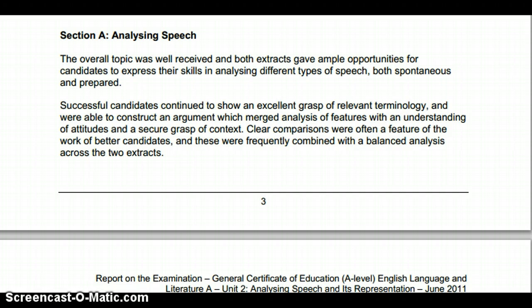They were able to construct an argument which merged analysis of features with an understanding of attitudes and a secure grasp of context. Construct an argument shows that you should have a flow between your paragraphs and also between your points. So you're making fluent comparisons between A and B in terms of their attitudes around the topic and their opinions on the topic being discussed. Clear comparisons were often a feature of the work of better candidates, and these were frequently combined with a balanced analysis across the two extracts.